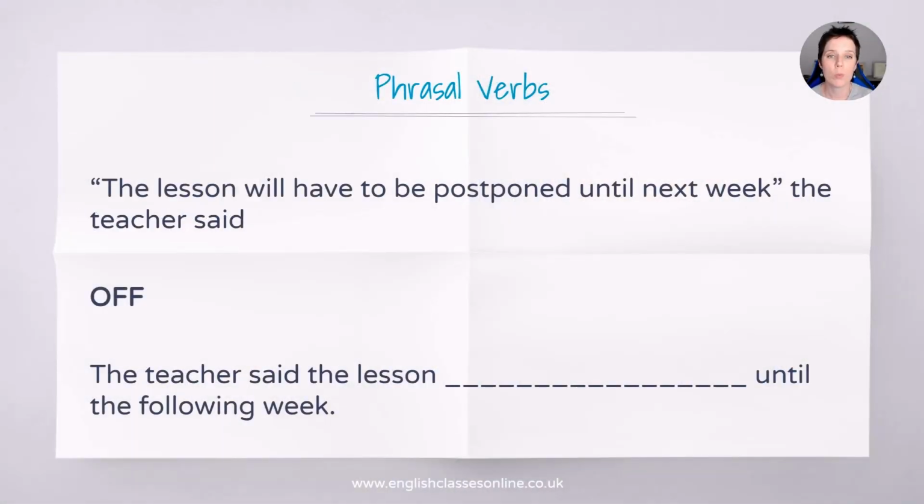So we've got the lesson will be postponed until next week, the teacher said. If you look, we've also got direct speech here. We've got off, and the teacher said the lesson until the following week. So we've got direct speech here, and we've got indirect or reported speech here. So your grammar point is reported speech, and you need a phrasal verb with off. Try and think what that replaces in this top sentence as well. I'll give you 5 seconds to try and complete this sentence. Off you go.